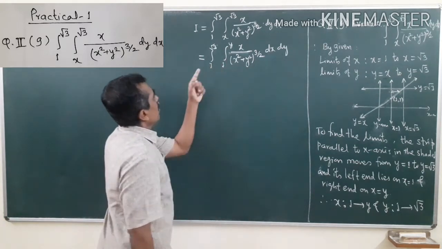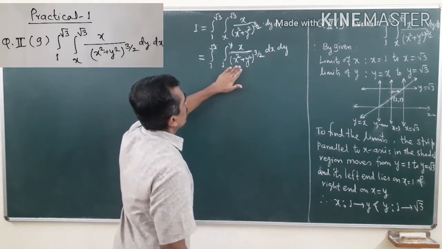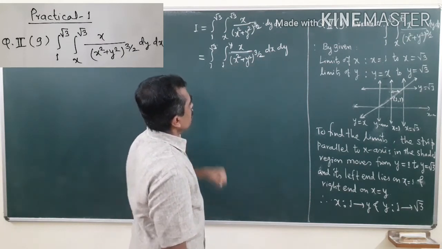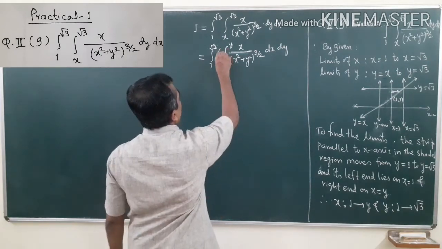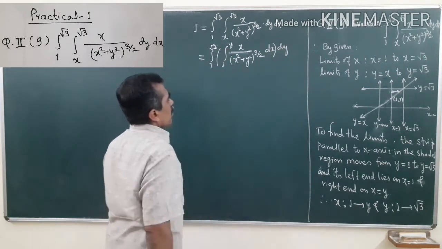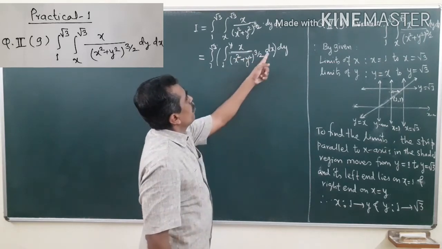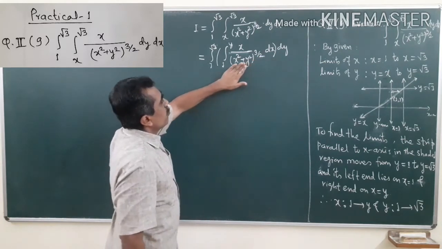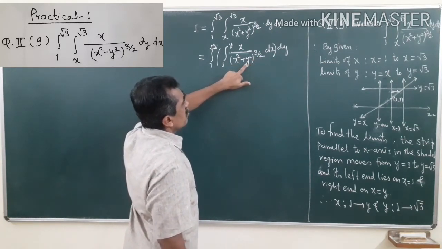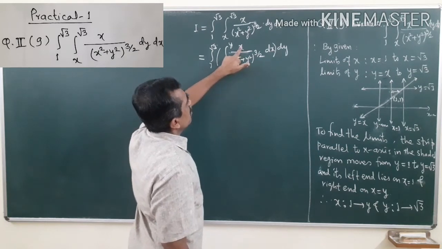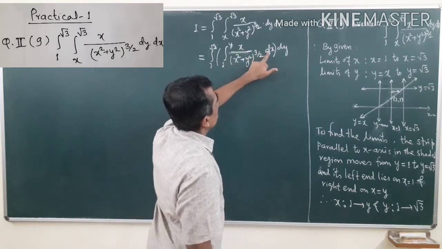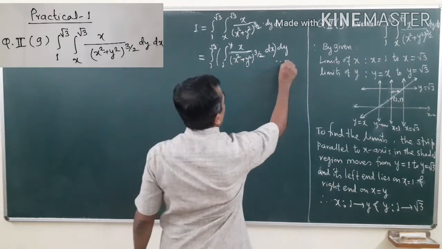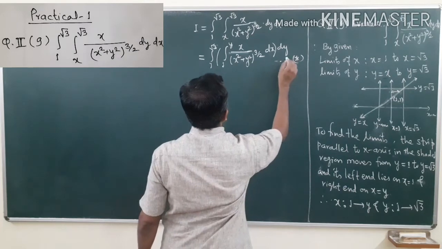So this is our new integral, and we want to evaluate it first with respect to x and then with respect to y. Now just observe here. We want to integrate this with respect to x, and when we integrate with respect to x, we treat y as constant. Here is x dx, and here is x square plus y square, where y is constant with respect to x. I will call this integral star.